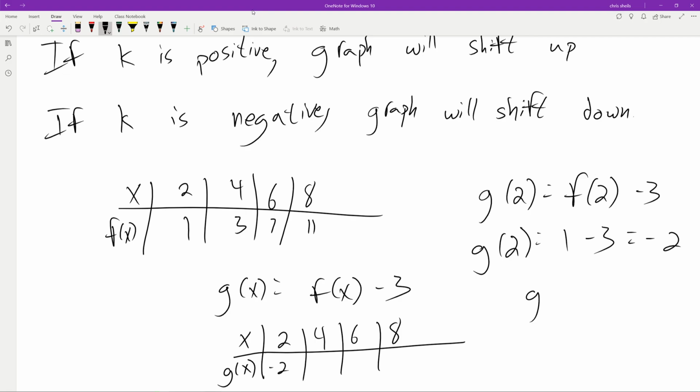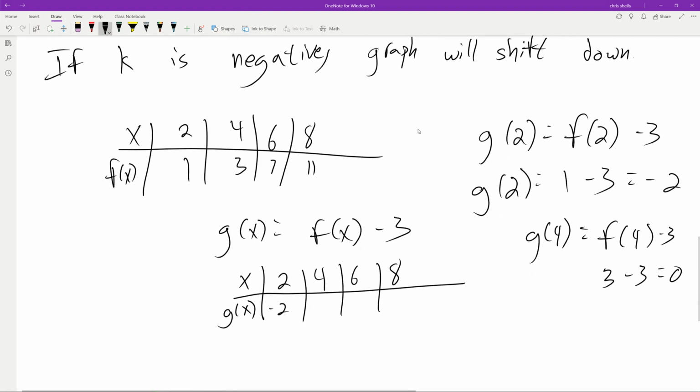And I can repeat this process for all of these, right? G of 4 would be f of 4 minus 3. F of 4 from that first table is 3. This is 3 minus 3, which is 0. And so I just subtract 3 from all of these output values to get the output values of this g of x. Again, notice that my input values here remain exactly the same.